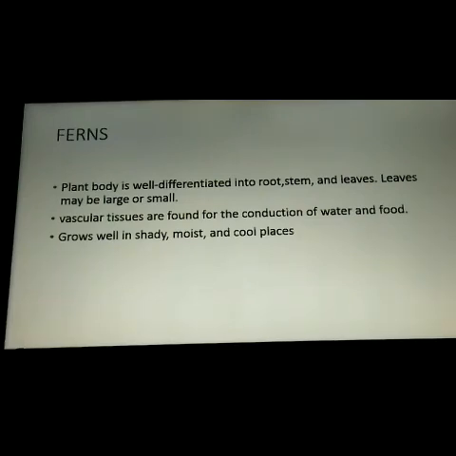For example, we can say Adiyantham. It is a kind of fern plant, right? So in fern plants, we can categorize root, stem and leaf, and the leaves may be either small or large also. In these kinds of plants, they have vascular tissue which supports the conduction of water and food, and they grow well in shady, moist and cooler places. So we can say Adiyantham is an example of a fern kind of plant.